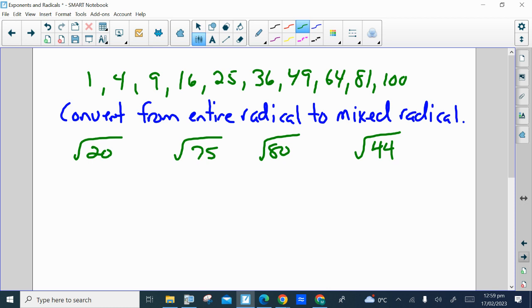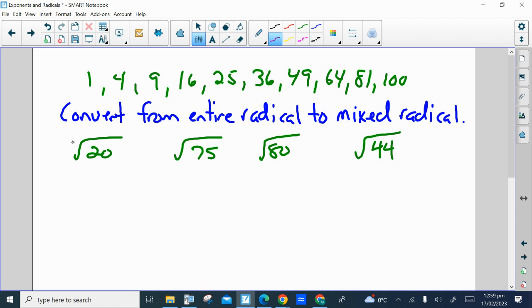So you need to read the directions and make sure that you know what you're trying to do. So on this next page, we're going back to what we did yesterday. Write them as a mixed radical. No, I'm sorry. This is what we just did today. Write them as a mixed radical. Okay, so this is no different than what we just did. And these are all square roots.